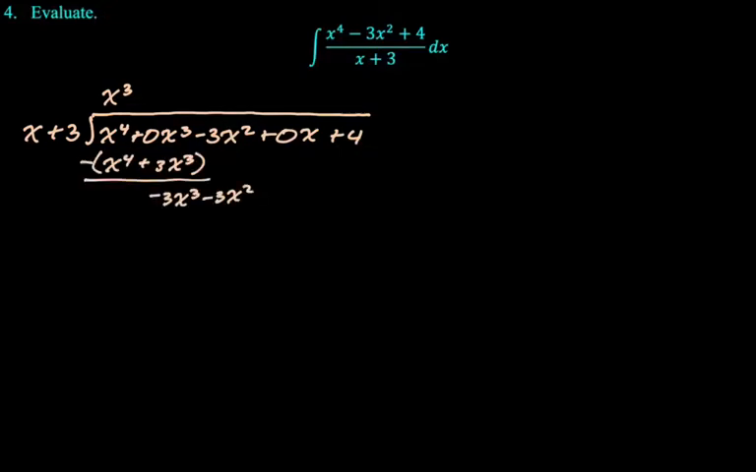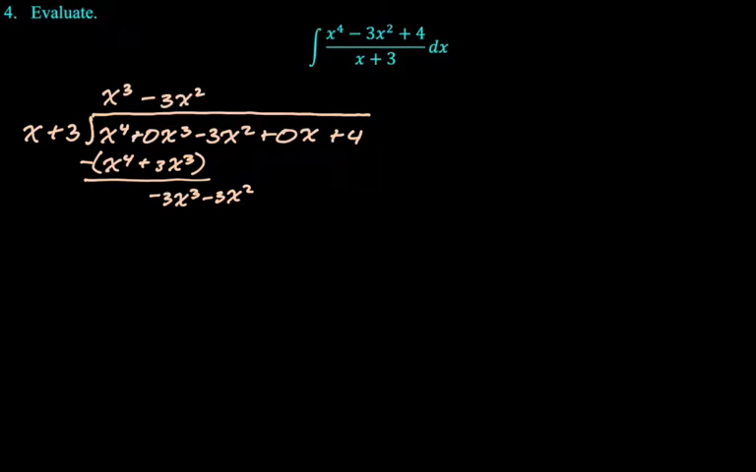And then I do this, right? So I multiply x plus 3 by x cubed. That gives me x to the fourth plus 3x cubed. I'm going to subtract it. That leaves me with -3x cubed. Bring down the -3x. Now I need to multiply x by -3x squared to balance out -3x cubed.